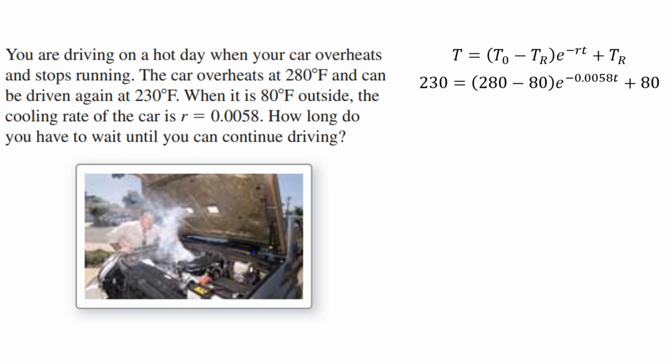If the temperature outside dropped, then that would change things. So let's start to simplify things. 230 minus 80 is 150. 280 minus 80 is 200. We can divide. 150 divided by 200 simplifies to 3/4.